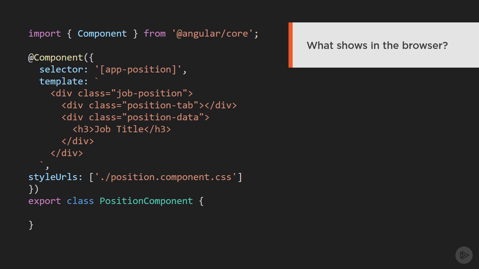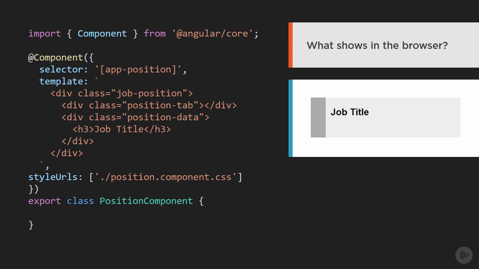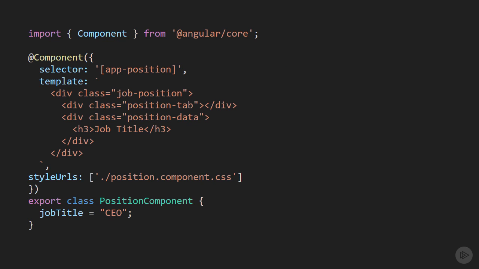So for this component, what shows in the browser? I didn't expect you to figure that out unless you've seen the exercise files with the CSS rules. But we get this simple org chart element, which is a rectangle with a job title right now. It's showing the text job title, which isn't useful to us at all. So this is the common scenario for interpolation.